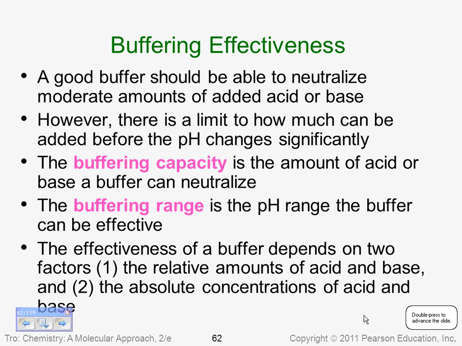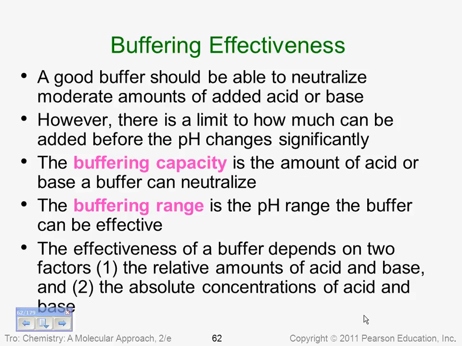So here's what I do want to move on to. Buffers. They resist changes in pH. They consist of typically a weak acid and its own conjugate base. But it can also, as we just saw, consist of a weak base and its own conjugate acid. That'll work as long as you've got those two components, because when you add acid, it reacts with one part of it. When you add base, it reacts with the other part of it. That's how they do what they do to resist changes.